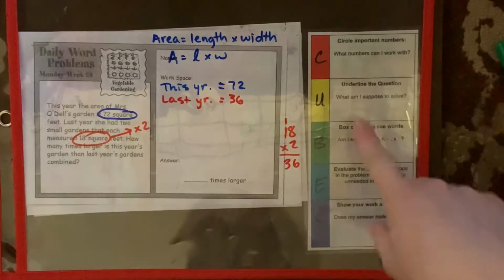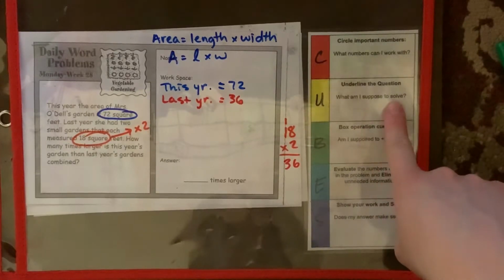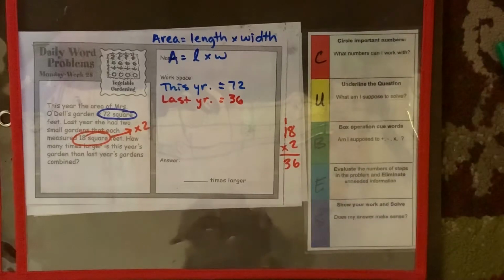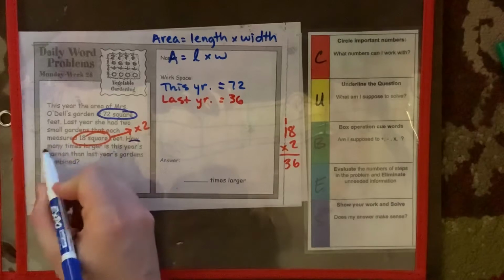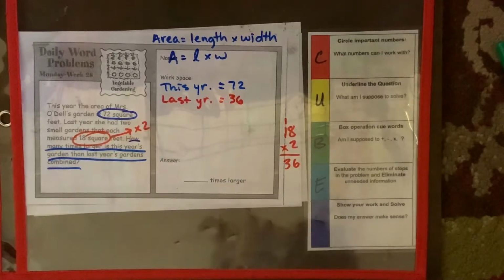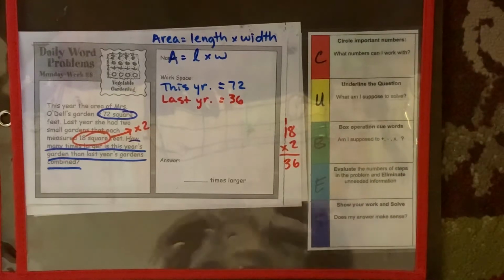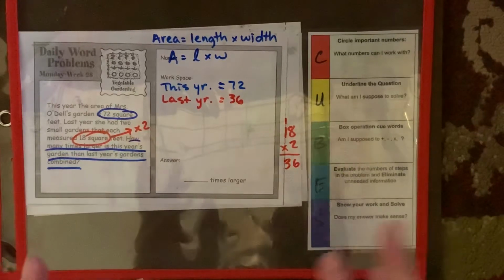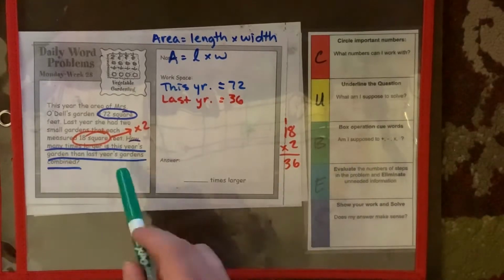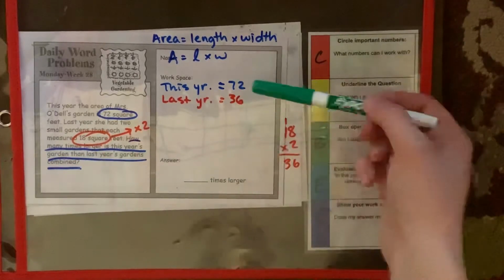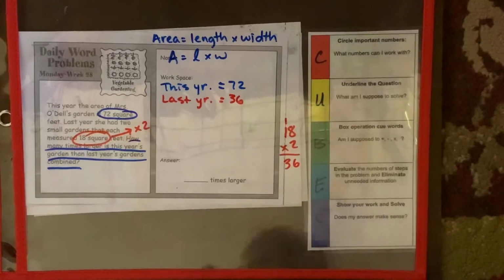Now the U, what am I supposed to solve here? I think we're gonna underline the question. What am I supposed to solve? So how many times larger is this year's garden than last year's garden combined? Now for this, we're not gonna subtract like normal. When we talk about comparing numbers, usually we put the bigger number on top and just subtract. But this question says how many times larger. So we need to compare these numbers based on what number they have in common.